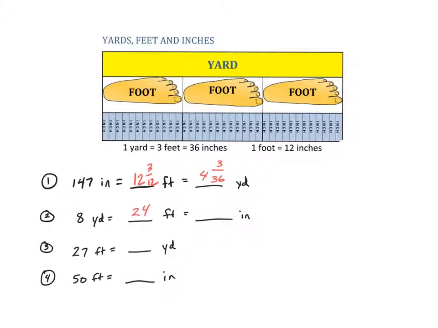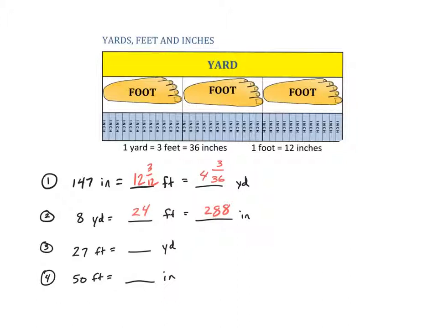To find out how many inches that is, I now need to take my 24 feet, and there are 12 inches in every single foot. So I have 24 groups of 12. So I'm going to take 24 and multiply it by 12. 4 times 2 is 8. 2 times 2 is 4. And then I have a 4 and a 2, so it looks like I have 288 inches.